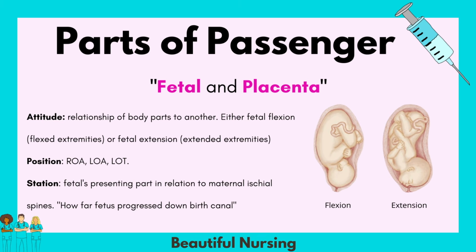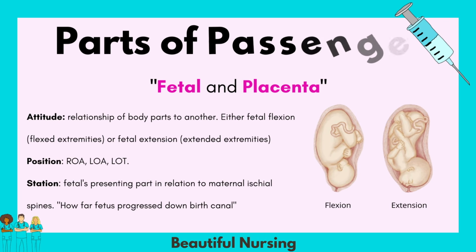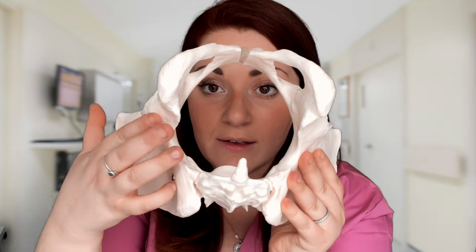And then fetal position, so that's ROA, LOA, LOT. I have a different video on this that really dissects this information down. It makes it really simple and easy to understand, so you can always check that video out. So finally, the fetal station is just looking at the fetus's presenting part, so it could be the head or the buttocks, where it is in relation to the maternal ischial spines. So these two spiky parts here, how close is it to these ischial spines?